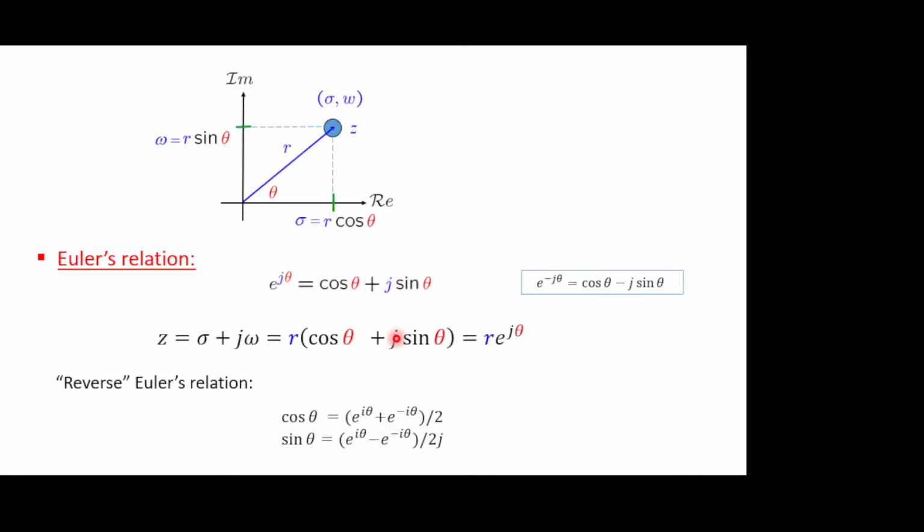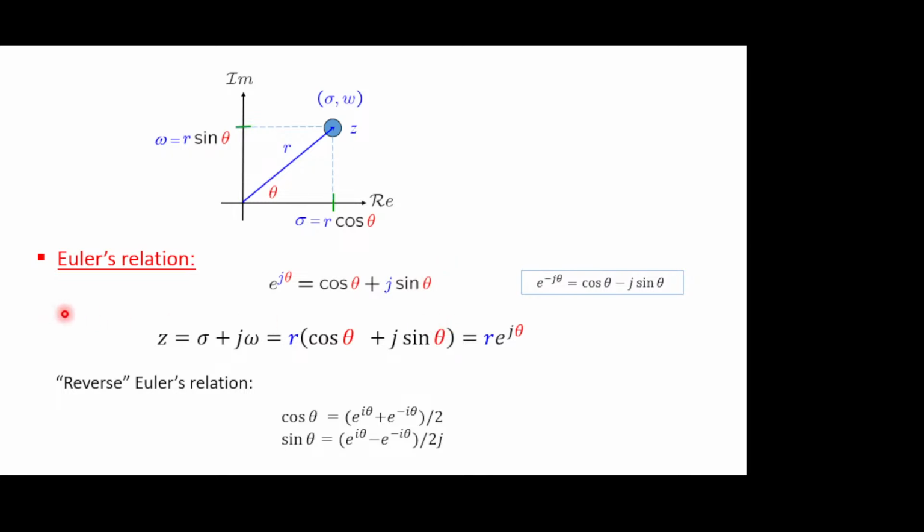Now, things you might be a little less familiar with, though these are things you should learn in calculus, is this Euler relationship. The proof you can go back and check in the textbook, but there is the relationship that e to the j theta equals cosine theta plus j sine theta.